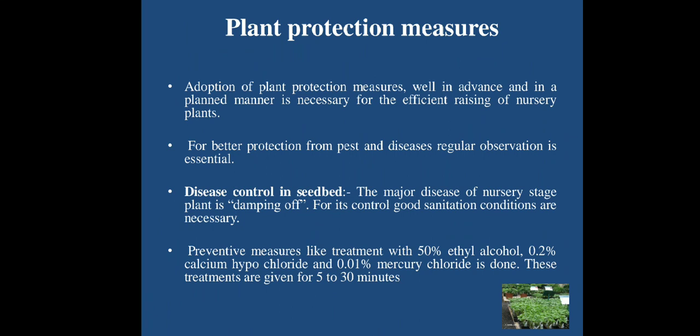Disease control in seedbed. The major disease of nursery stage plants is damping off. For its control, good sanitation conditions are necessary. Preventive measures like treatment with 50% ethyl alcohol, 0.2% calcium hypochlorite and 0.01% mercuric chloride are done. These are used for avoiding or preventing the disease. These treatments are given for 5 to 30 minutes.